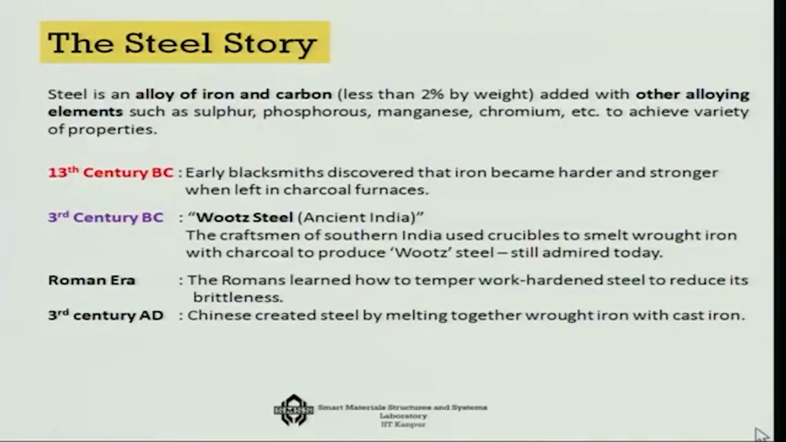So, from there let us come to the steel part of it, because iron becomes much stronger in the form of steel. Now, it was known to early people that when you are making iron from the raw ores, when you are melting it, and if you leave it in the furnace for some time, they found it to be harder and stronger. They did not know the reason: it is because some amount of charcoal, which is generally used to heat it up, actually makes it stronger.